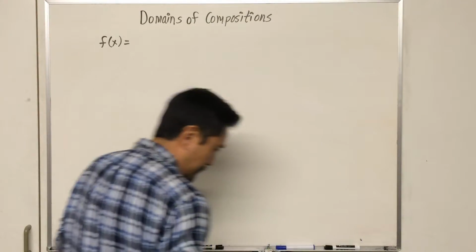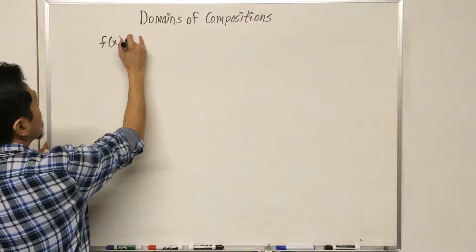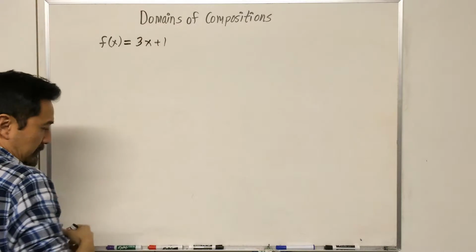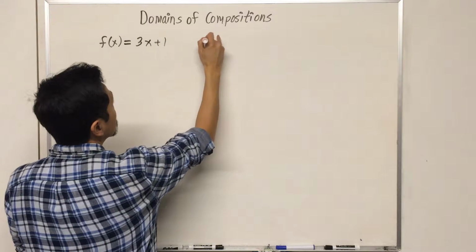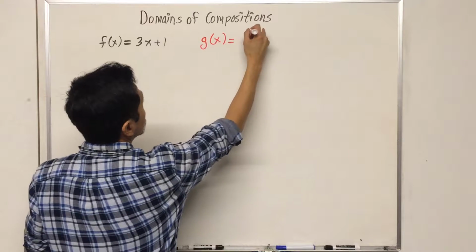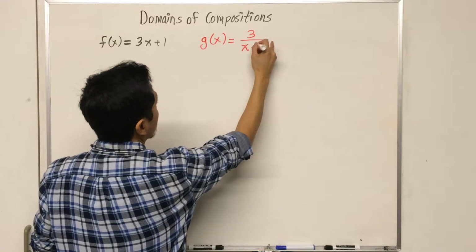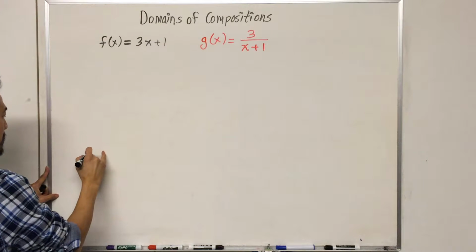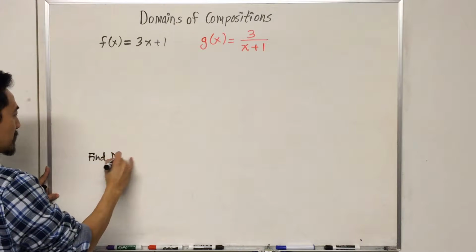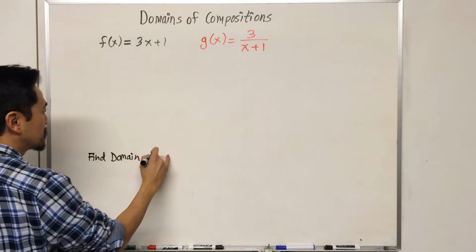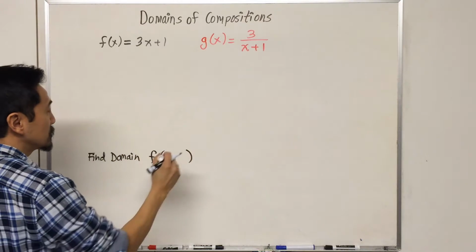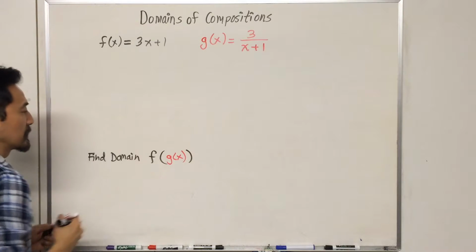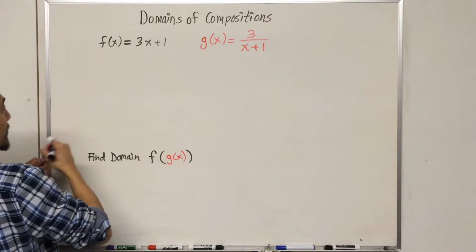All right, so what do we have next? We've got f, which is 3x plus 1. And then we'll use a g value, which is 3 over x plus 1. Okay? And so, again, let's find the domain for the composition of the red function g being placed into the function f in black. So the diagram would mean what?